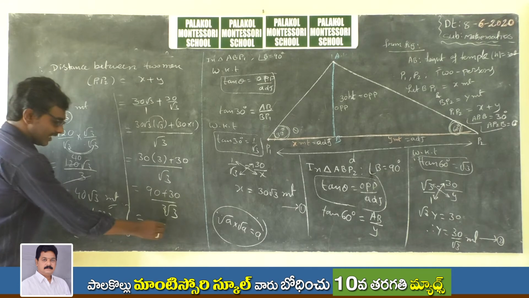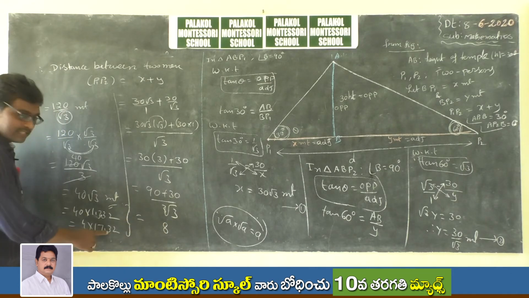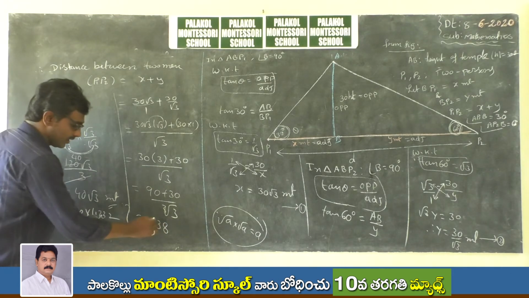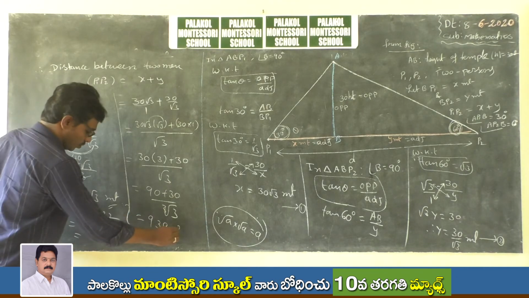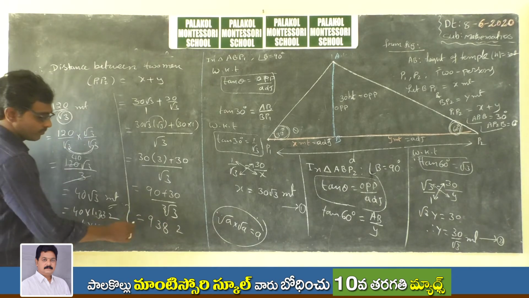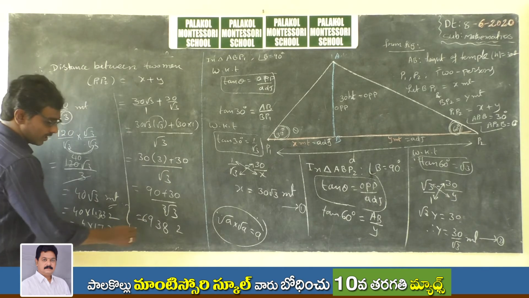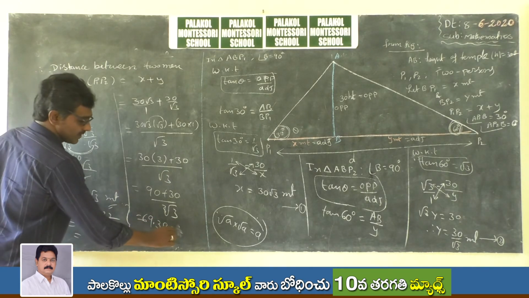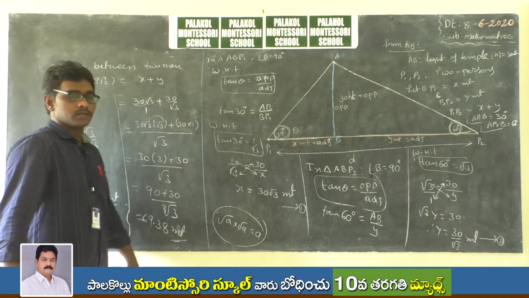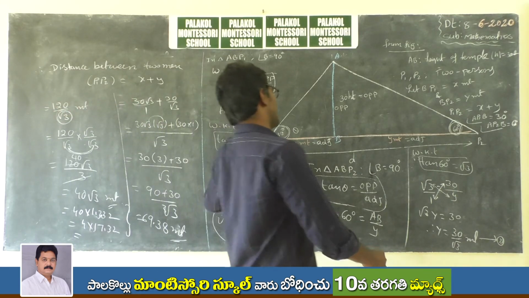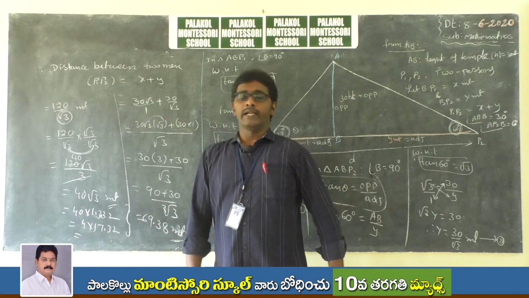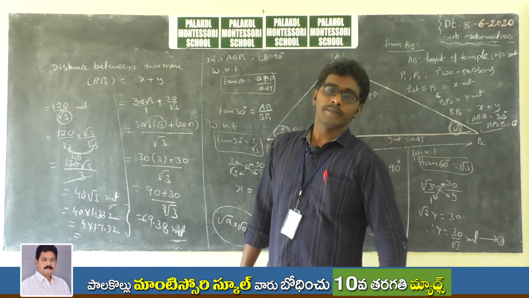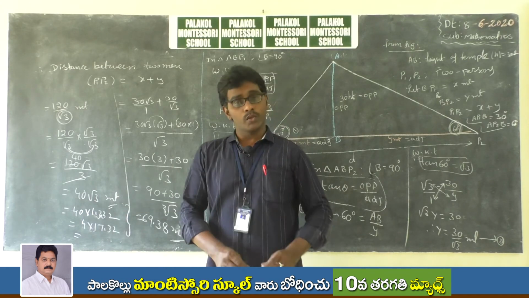4 2s are 8. 4 3s are 12 plus 1, 13. 4 7s are 28, 29, 2. 4 1s are 4 plus 2, 6. 2 numbers, 1 decimal. This is in meters. Okay, the distance between the two men is 69.38 meters. Yes, this is a very important question.